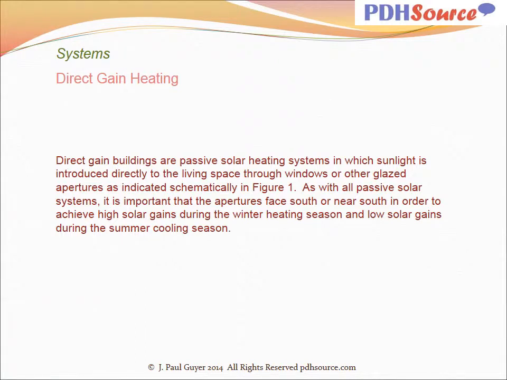The first of the systems that we will discuss is direct gain heating. Direct gain buildings are passive solar heating systems in which sunlight is introduced directly to the living space through windows or other glazed apertures, as indicated schematically in Figure 1. As with all passive solar systems, it's important that the apertures face south or nearly south in order to achieve high solar gains during the winter heating season and low solar gains during the summer cooling season.